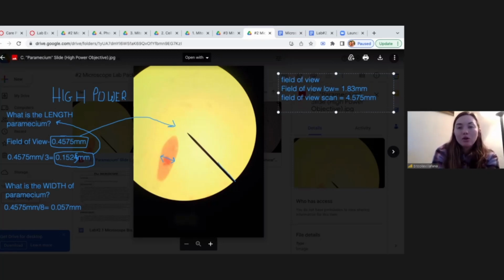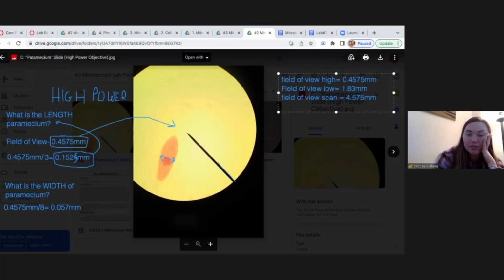So for your test, the teacher is not going to tell you which field of view it is. You look at your microscope in front of you and you see which objective lens is being used. If it's a high power lens, which you need to know how to identify on your microscope for the test, you use field of view for high power. If it's low power, you use field of view for low power, and scanning field of view for scanning. Does that make sense? So you don't just start doing your math right away. You need to check which one is in use.